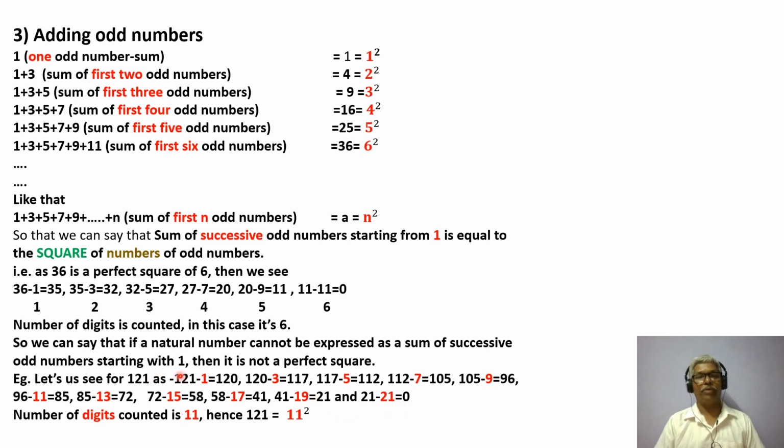So how many odd numbers have we subtracted? 11. So 121 should be the square of 11, and it is the square of 11, as we know. Okay, so this is the meaning of that. If you take 122, then you will get some remainder here and not 0. Then we can say that 122 is not a perfect square. That's the meaning of this. Okay, so try to understand it, and we will move ahead.